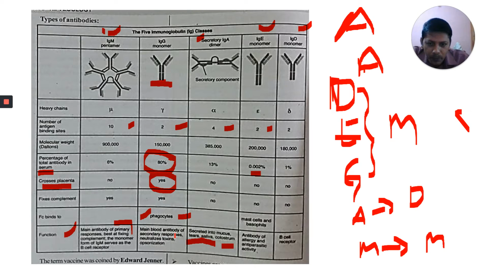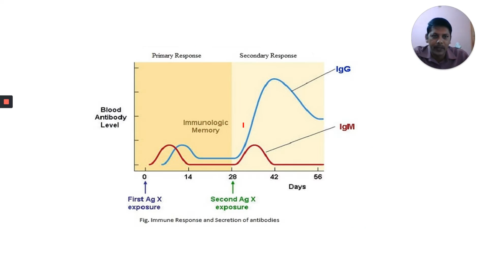And the main blood antibody of the secondary immune response. What is this one? Secondary immune response. Look at the diagram here.